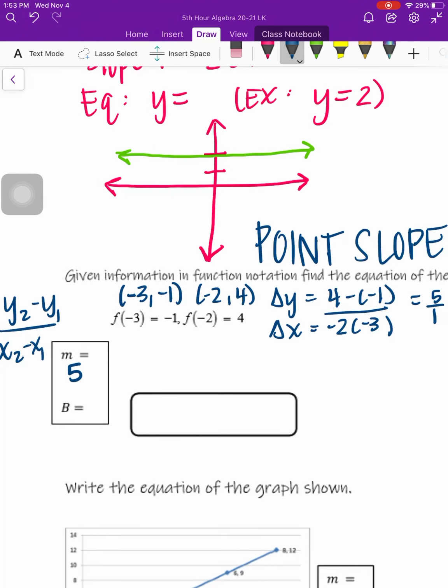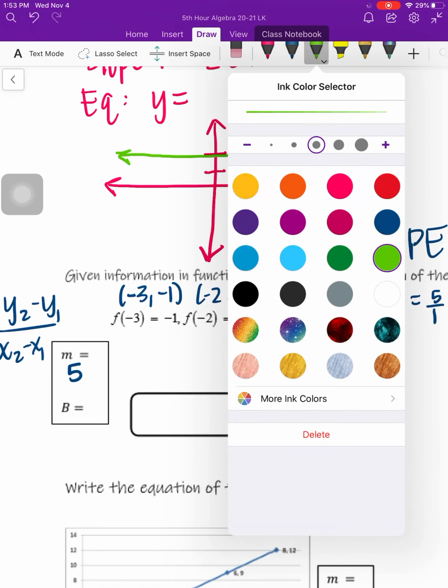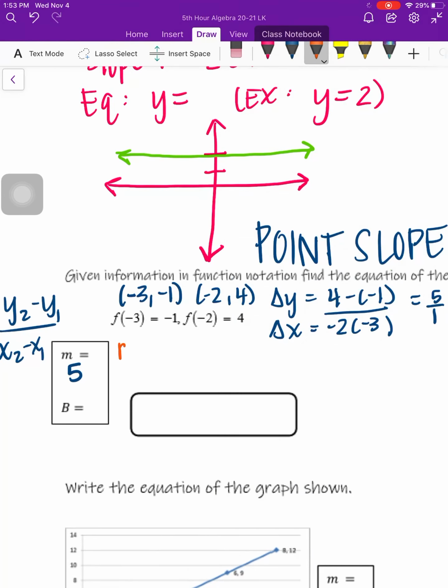And now I will use point slope. Let's switch up some colors. So y minus y1 equals m times x minus x1. And I'm going to use that slope I found and use one of the ordered pairs. So I'm just going to circle that I'm using the first one. Y minus negative 1 equals 5 times x minus that x1 value, so negative 3.